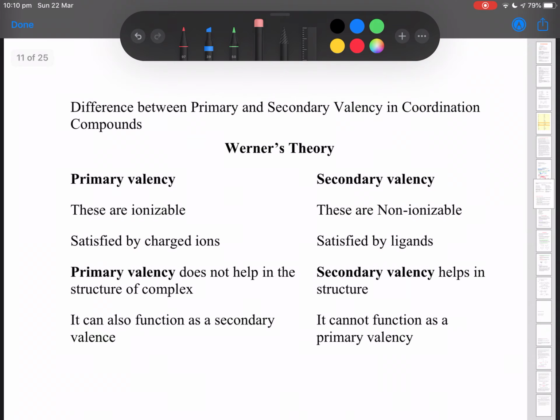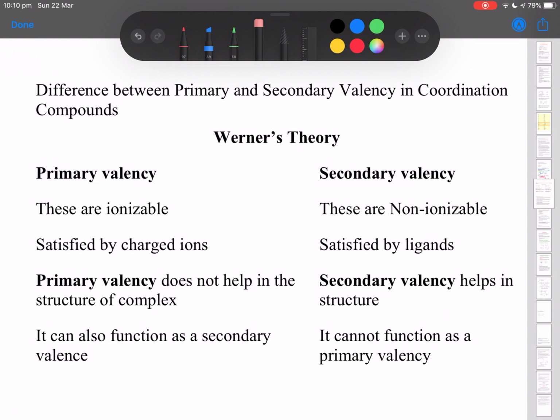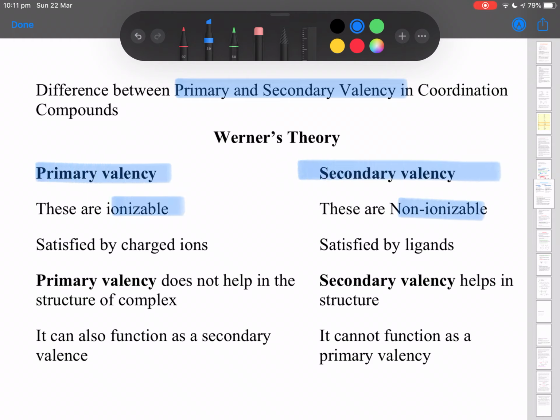Fine, so here are a few differences between primary and secondary valency. Primary valency, as I said, is ionizable. Secondary valency is non-ionizable. Another very important point is it is usually satisfied by charged ions. As I said, it could be positive and negative, but in Werner's examples, what we mentioned before, the precipitation reaction was only talking about chloride ions, that is the negative ions.